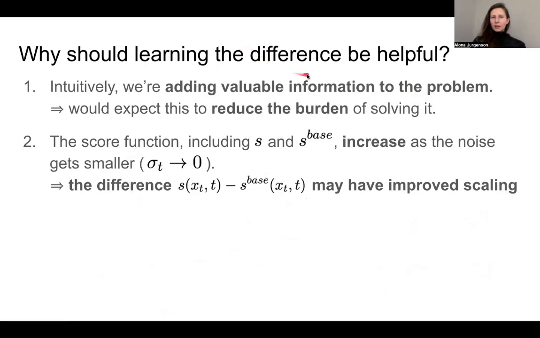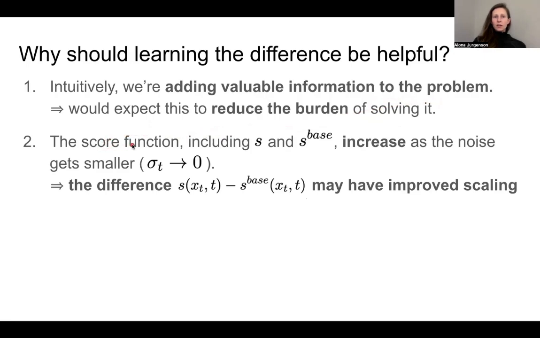So why would we expect that learning the difference would be helpful? Intuitively, what we're doing is adding valuable information about the manifold implicitly through the base score, but we're adding it to the problem. So one would expect this to reduce the burden of solving this problem.